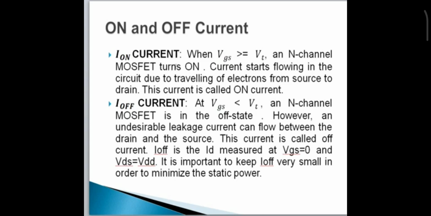However, an undesirable leakage current can flow between the drain and the source. This current is called off current. Ioff is the ID measured at VGS equal to 0 volt and VDS equal to VDD supply voltage. It is important to keep Ioff very small in order to minimize the static power and power dissipation.